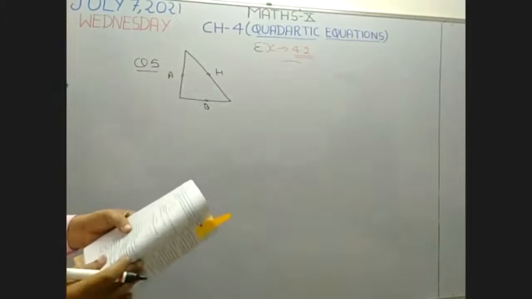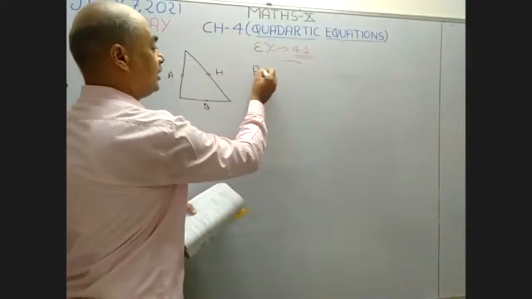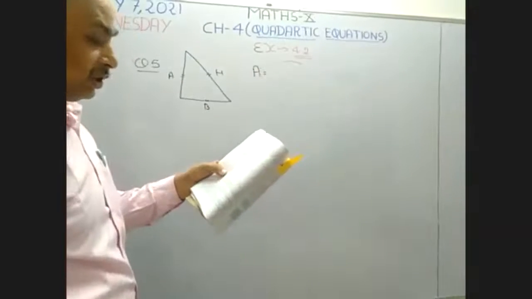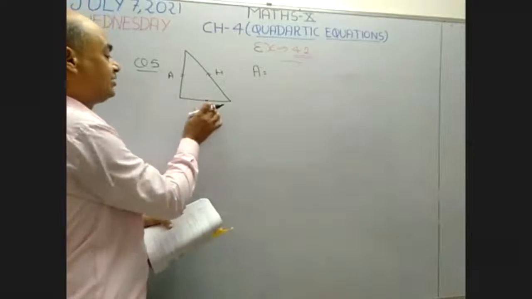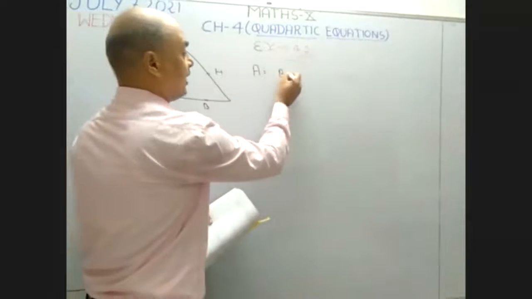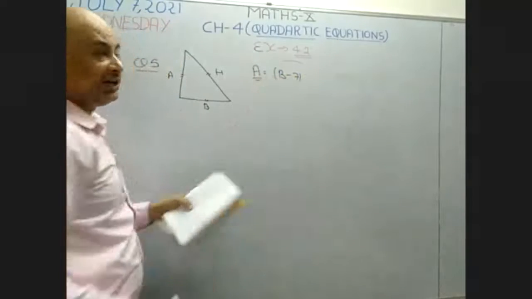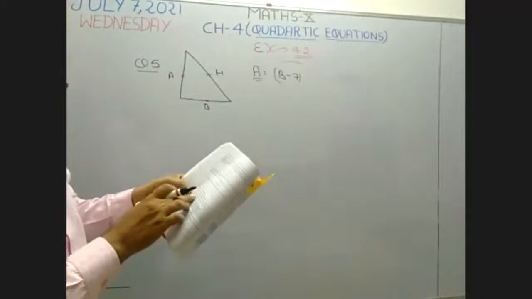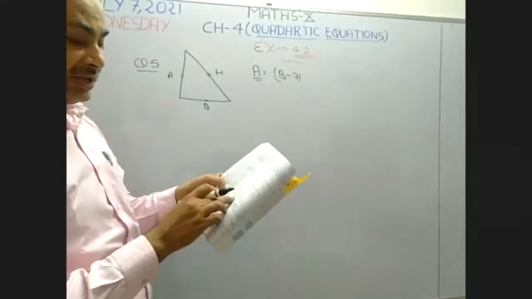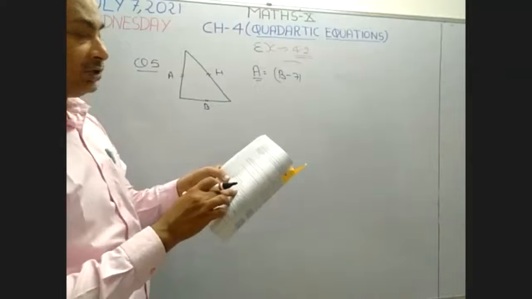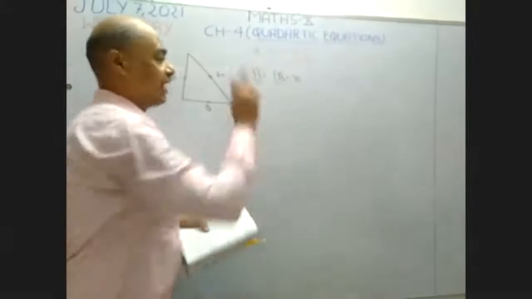Okay. Now what is given? The altitude of the right triangle is 7 centimeter less than its base. 7 centimeter less than its base means I want to subtract 7 from its base. Then I get the value of the altitude. It is given in the statement. It means when I subtract 7 from its base, I get the value of its altitude.